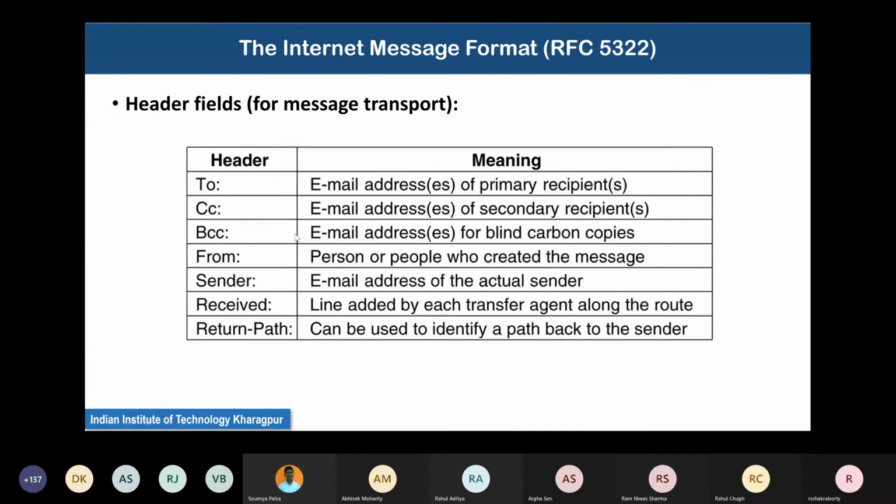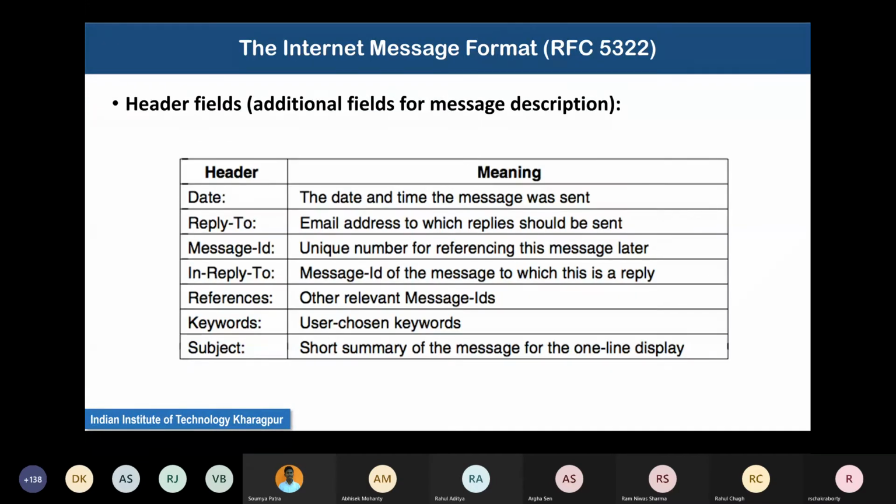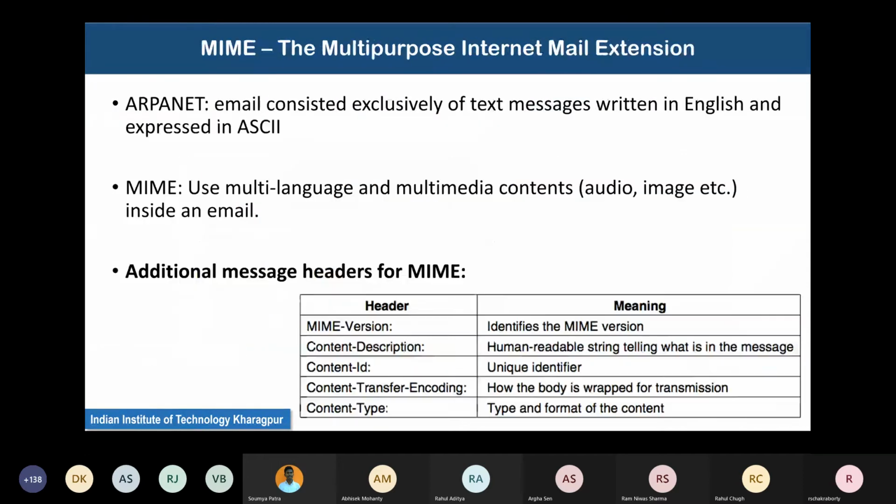So the header fields, all of you know this. Some other more or less common ones, which we do not bother about, but these are available. These are necessary for message transport: received and return path. Received is a line added by each transfer agent along the route, and return path can be used to identify a path back to the sender. Then there can be other fields: date, reply to, message IDs, in reply to, references, keyword, subject. Subject is a common header. Not all of them might be used all the time.